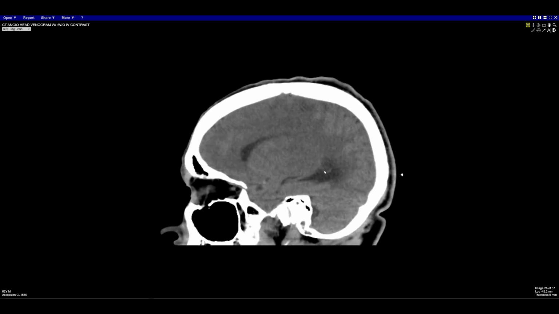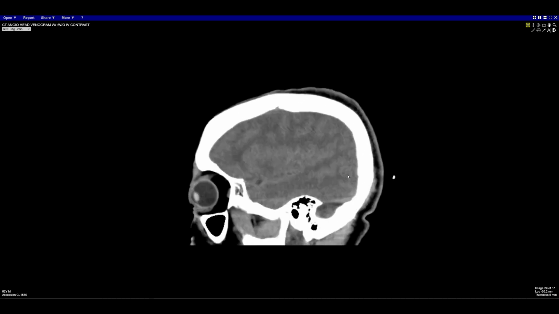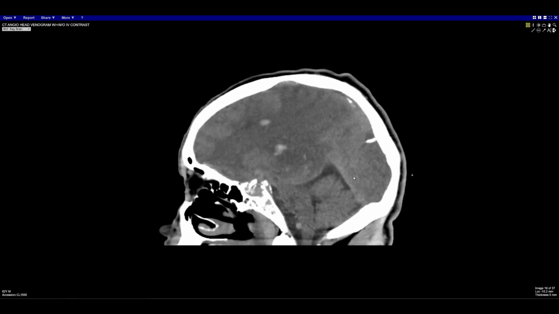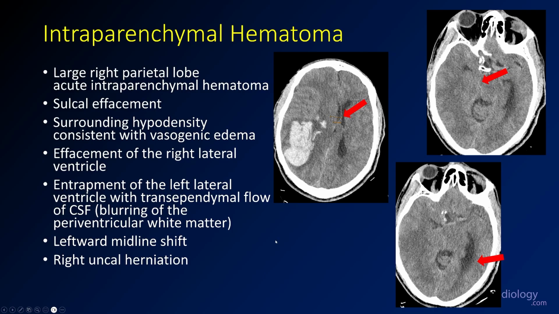And you see a little bit of entrapment of that lateral ventricle on the other side with compression of the lateral ventricle on the right. So what do we have here? This is a parenchymal hematoma. We've got a big parietal hematoma. It's an acute intraparenchymal hematoma. That's why the patient's having symptoms.